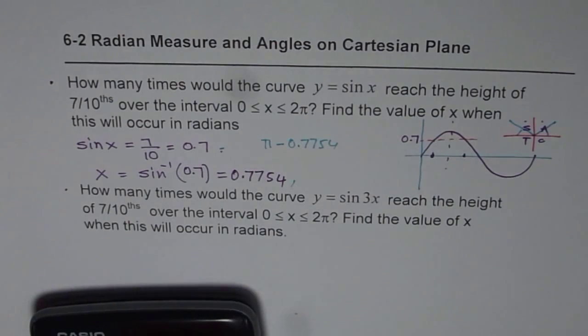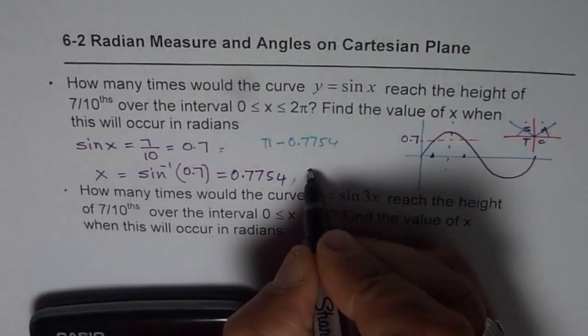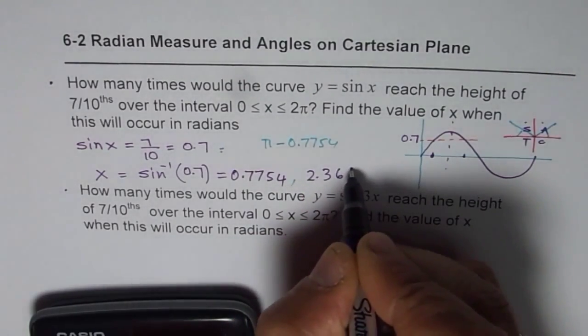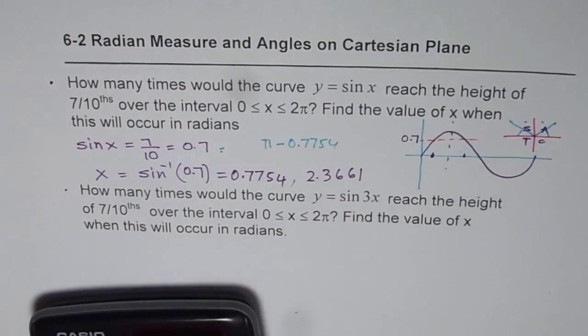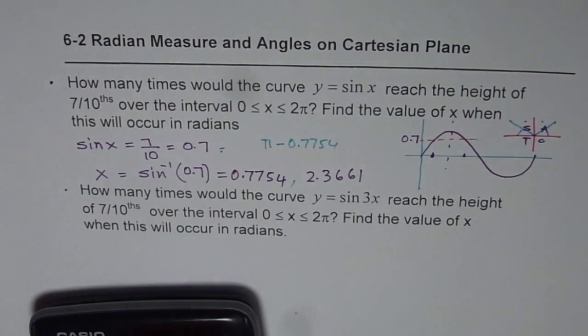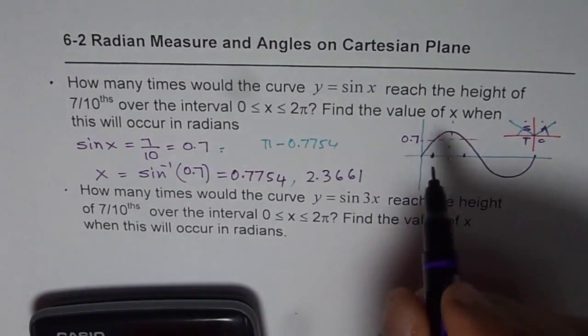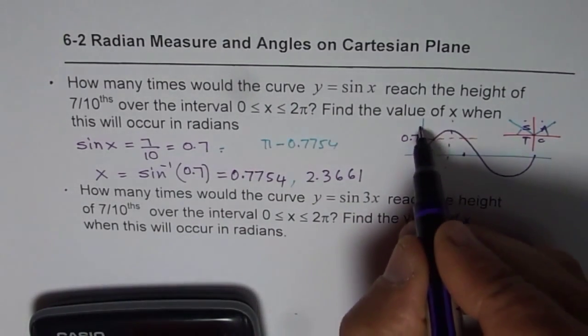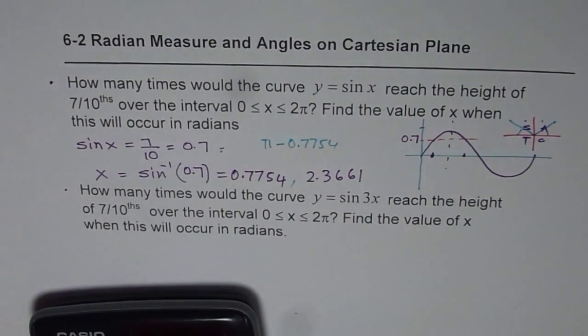So let's do pi take away 0.7754 equals, so the other value is 2.3661. So these are the two values for which within a period of 0 to 2 pi the value will be 7/10. The maximum is 1, and it will be 0.7.